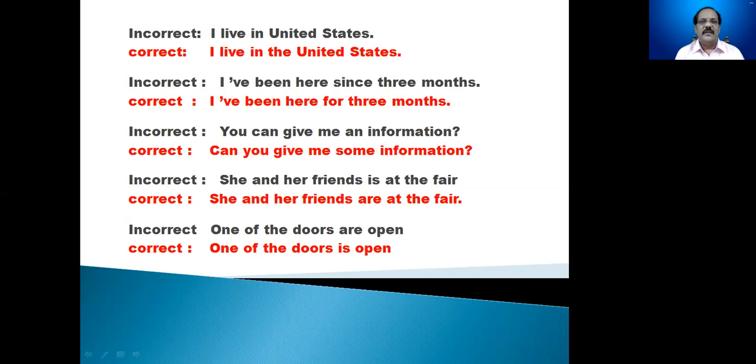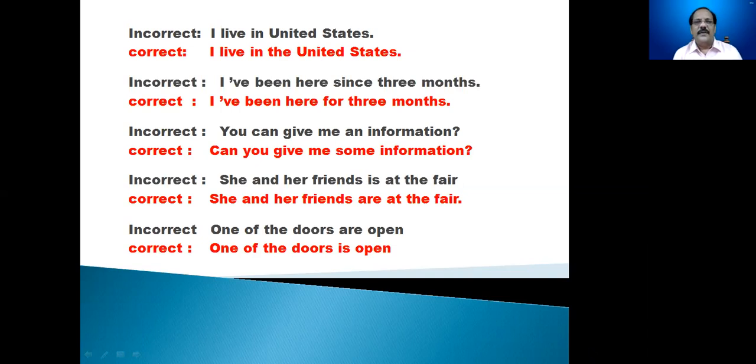When you are mentioning the amount of time, then we have to use for. So here I have been here since 3 months. 3 months is a period of time, not the point of time. So we can say I have been here since 1996. That way you can say that is the point of time. But here we have the period of time. That means 3 months of time is a period of time. When period of time comes, we have to use for in the place of since. That's the reason why the answer is I have been here for 3 months.